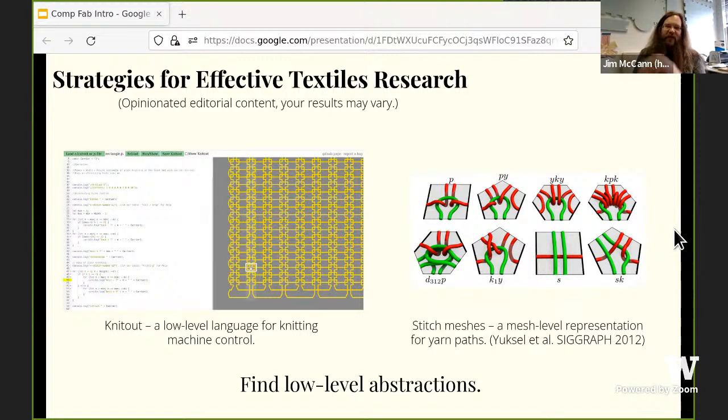And that means getting yourself away from specific fabrication hardware and encapsulating just those properties that you care about, like what KnitOut on the left does, that's our low-level knitting machine language, or abstracting away details that are not relevant to your fabrication problem, so you can work at a slightly higher level, like what Jim McCann's excellent stitch meshes work does.